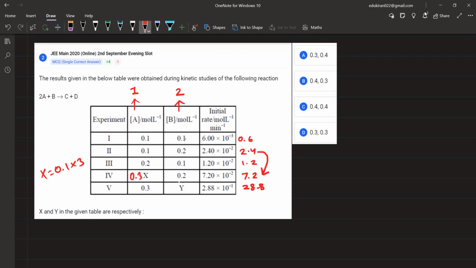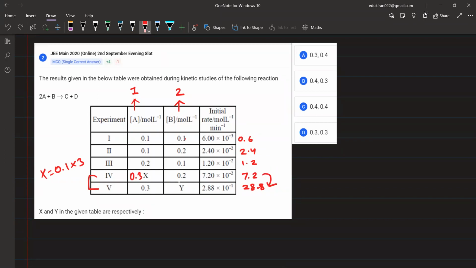Okay. Now I will see. I have to check for Y now. Then I will see those experiments in which the concentration of A is same. That means I will be seeing 4 and 5. Now 0.3 से 0.3 there will be no change. What is happening to the concentration here? 7.2 से 2.88. This is 4 times. Yes or no? Correct?